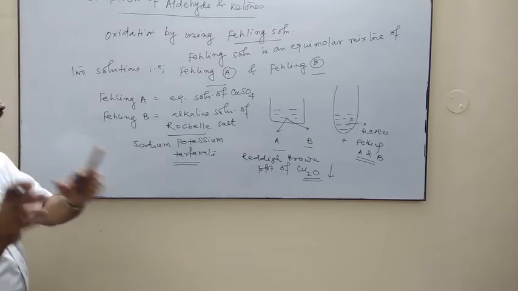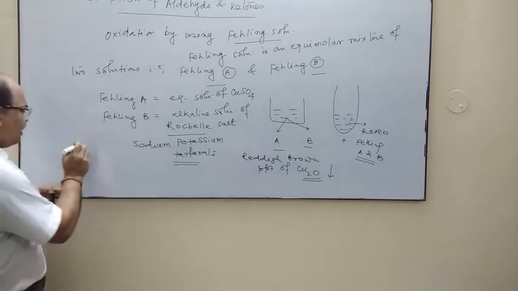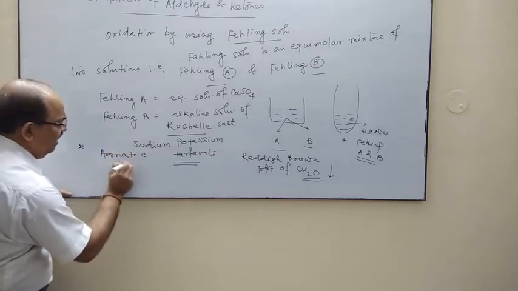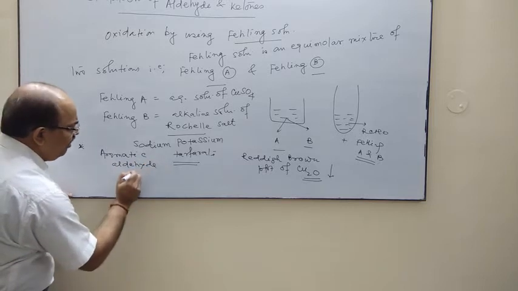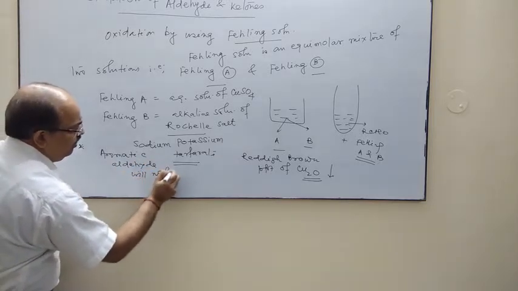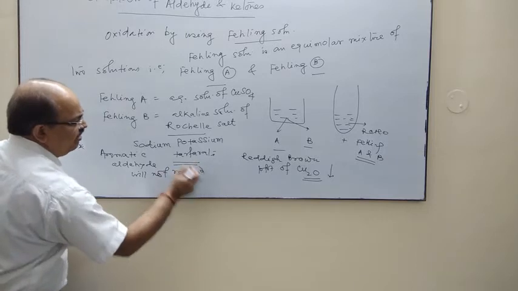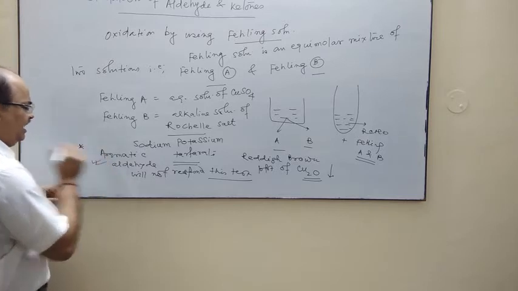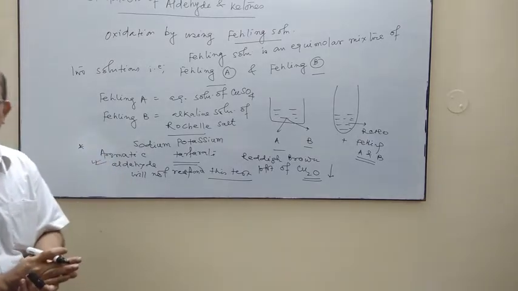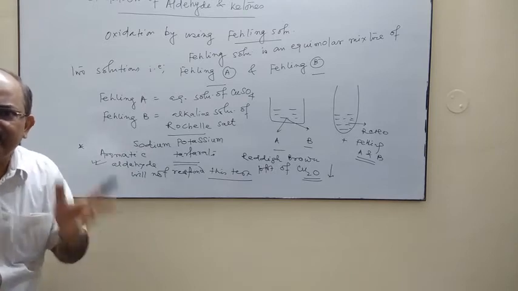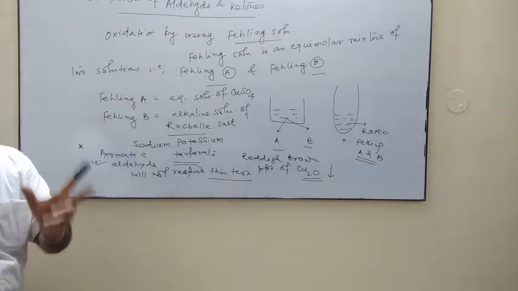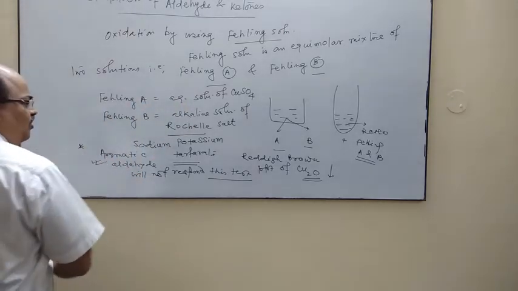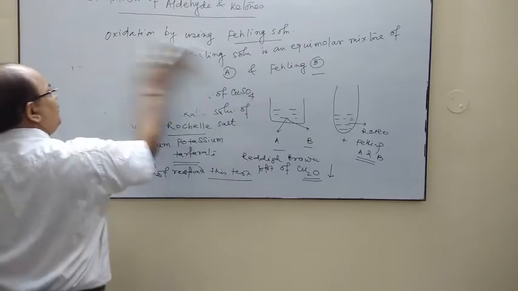One more important point in the Fehling test is that an aromatic aldehyde will not respond to this test. An aromatic aldehyde, such as benzaldehyde, will not give the Fehling test. Only an aliphatic aldehyde will give your Fehling test. Now let us see the reaction of this Fehling test.